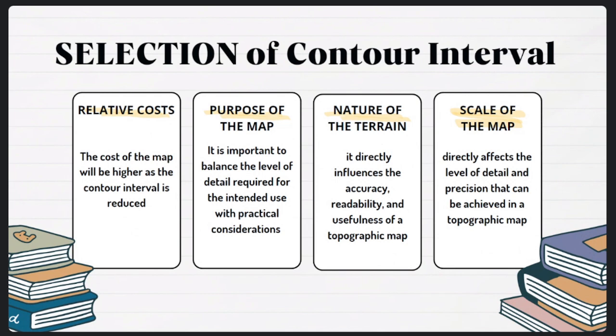Understanding the nature of the terrain is essential for selecting appropriate contour intervals because it directly influences the accuracy, readability, and usefulness of a topographic map. By tailoring the contour interval to the terrain-specific features and characteristics, you can create a map that best serves its intended purpose. Lastly, the map scale directly affects the level of detail and precision that can be achieved in a topographic map. The scale determines the amount of terrain that can be represented on the map, and this in turn influences the choice of contour intervals.